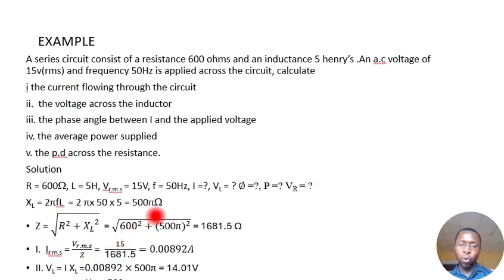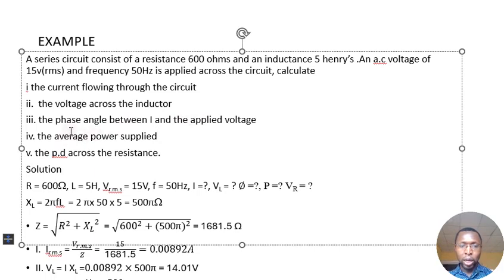So the root mean square voltage is given in the question to be 15, and we obtain our Z here to be 1681.5, and then our current there will be 0.00892 ampere. Now the second one is for us to get the voltage across the inductor. By formula, voltage across the inductor will be I X_L. So I have been obtained to be 0.00892, and our X_L is already obtained here to be 500π, and then simplifying we have 14.01.